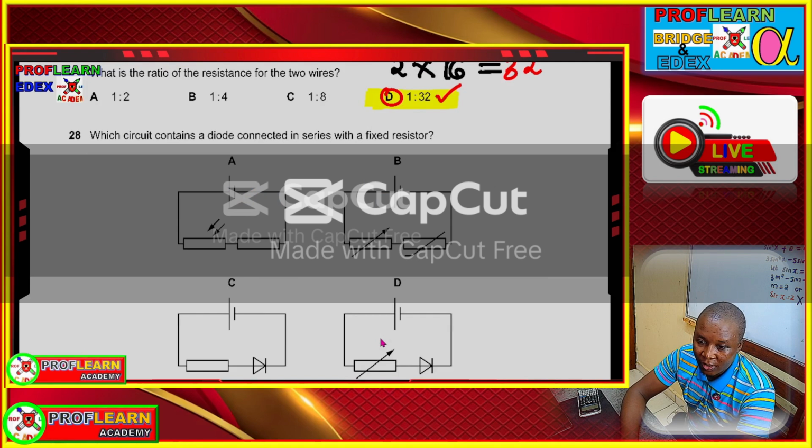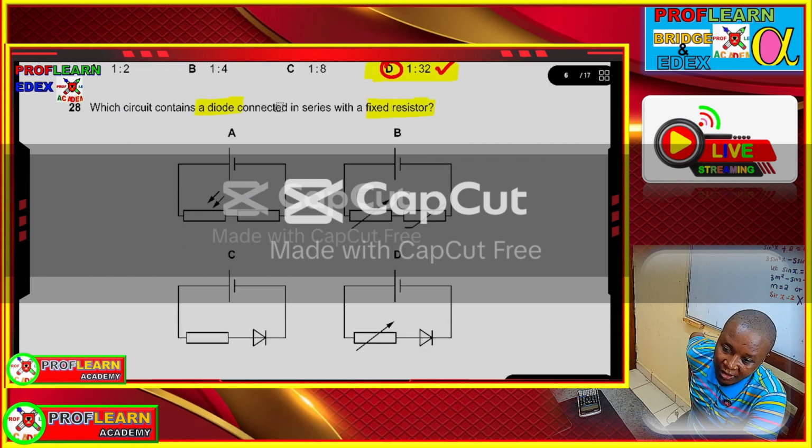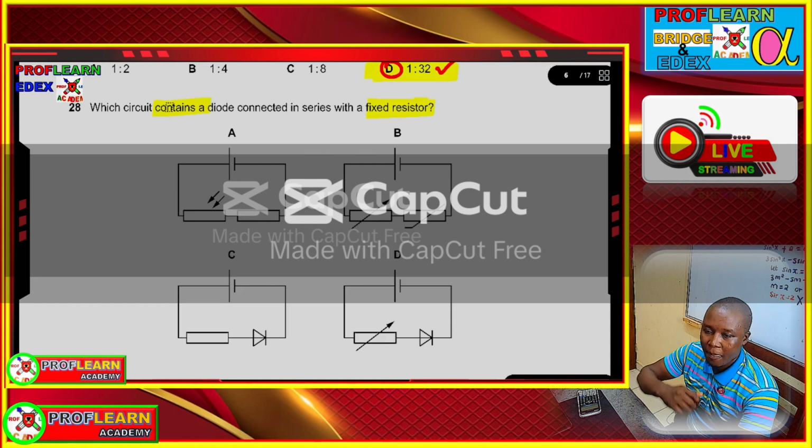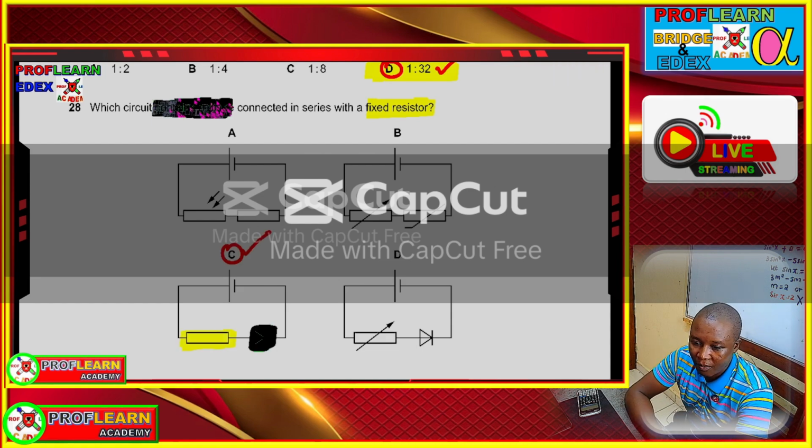Which circuit contains a diode connected in series with a fixed resistor? This is C, because you see a fixed resistor has that kind of setup as C, and the diode is well represented there. So the correct answer for a diode and the fixed resistor is going to be C.